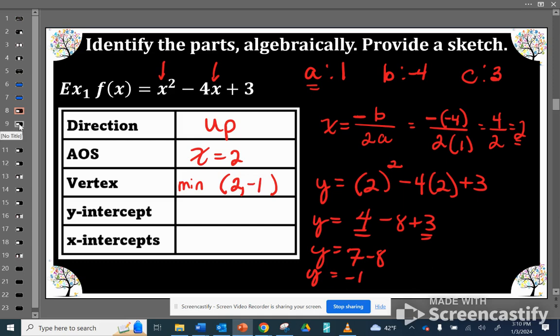Okay, and we will be doing a sketch. So let's go ahead and just do that part roughly. So x equals 2. This is going to be our AOS. And then 2 comma -1. We know the graph turns up. This is super important to go ahead and sketch this out, because it does tell me that this parabola will indeed have 2 real roots. There will be 2 x-intercepts.